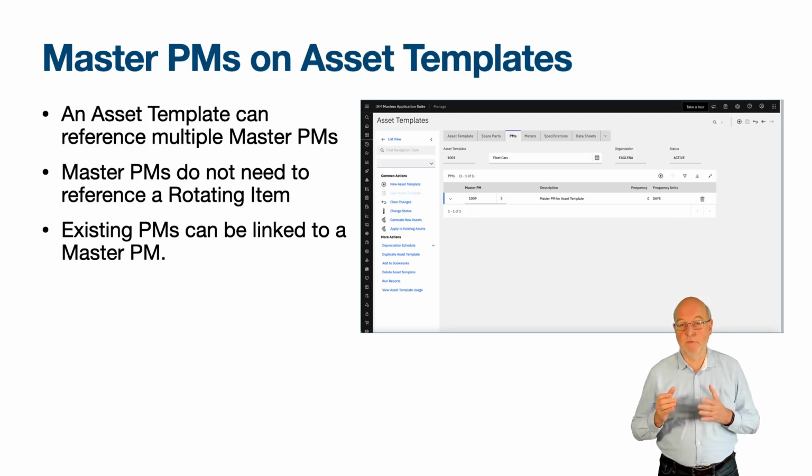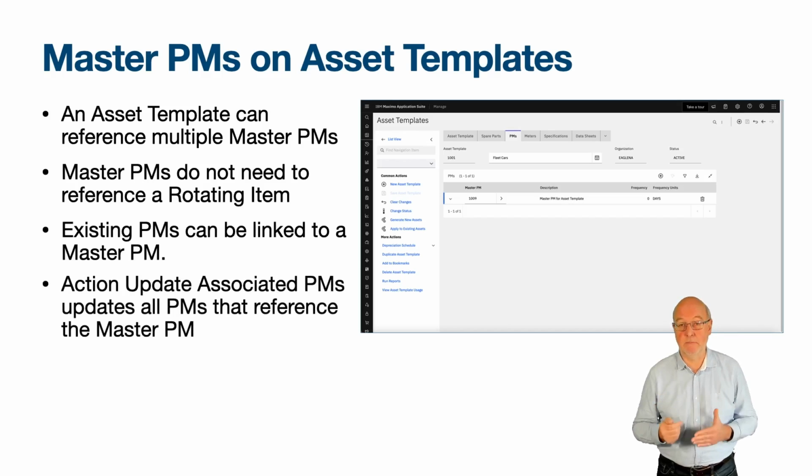This can be done whether the Master PM references a rotating item or not, and if a Master PM does reference a rotating item, then the PM need not reference a location or asset that belongs to the rotating item. The Master PM action, Update Associated PMs, is finding the PMs that reference the Master PM and updating those records. It doesn't matter whether the asset or location references the same rotating item or not.